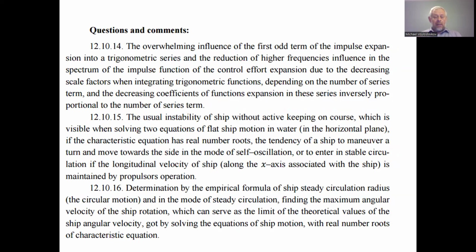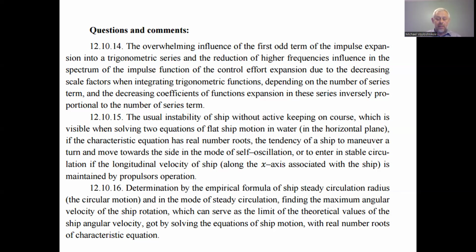12.10.14. The overwhelming influence of the first order term of the impulse expansion into a trigonometric series, and the reduction of the influence of higher frequencies in the spectrum of the impulse function of the control efforts, is due to the decrease in scale factors when integrating trigonometric functions, depending on the number of the series term, and the decreasing coefficients of the expansion, inversely proportional to the number of the series term.